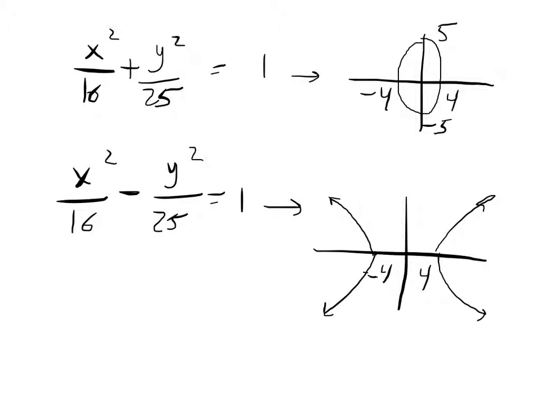The shape is called a hyperbola. Each side of a hyperbola is called a branch of the hyperbola. A hyperbola has two branches in this case.